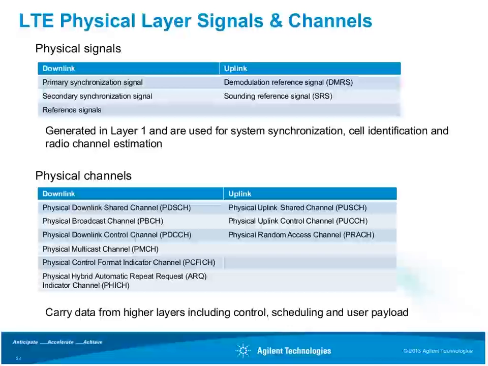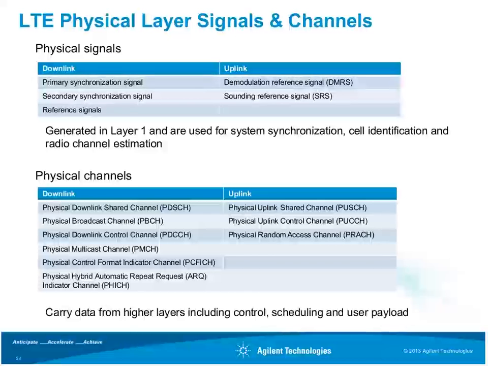There are reference signals, and there are three types. The cell-specific is the most common, and they're used for the downlink channel estimation. Another characteristic is that they have a known amplitude and phase. And I'll talk about that in a bit, about how we use that information for testing as well.